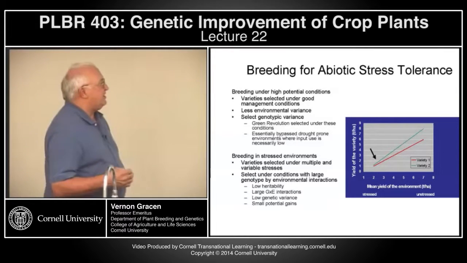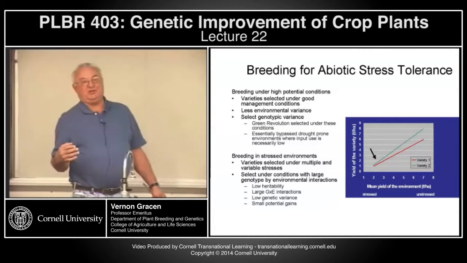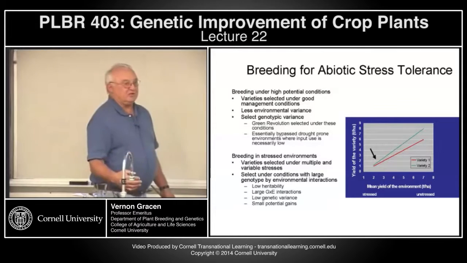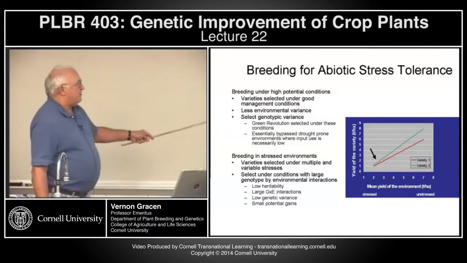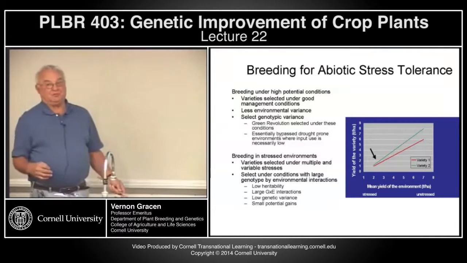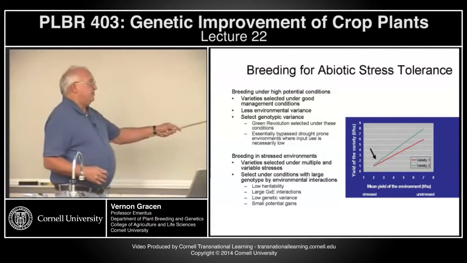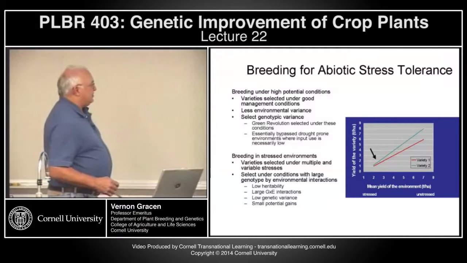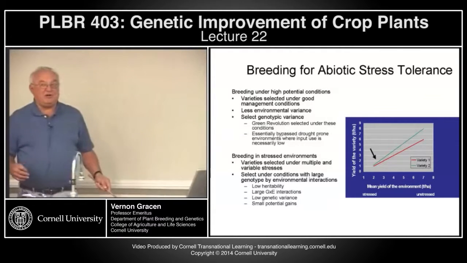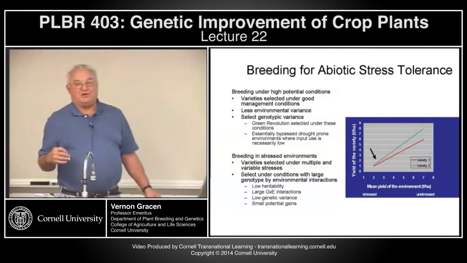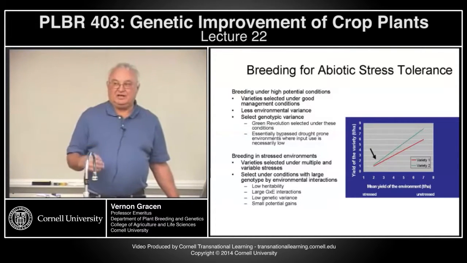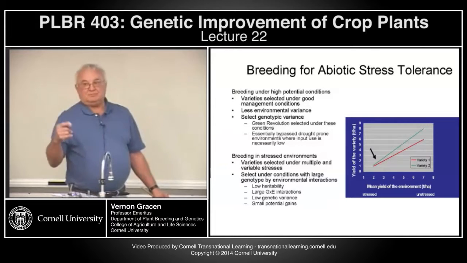varieties must be selected under multiple stresses and variable stress conditions. So you can expect you're going to have low heritability, you're going to have large genetic by environmental interactions, your genetic variance is going to be very, very low, and you're going to make very, very small gains, if any gains.